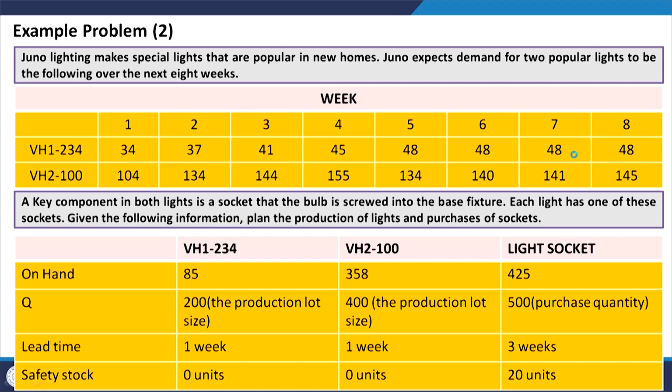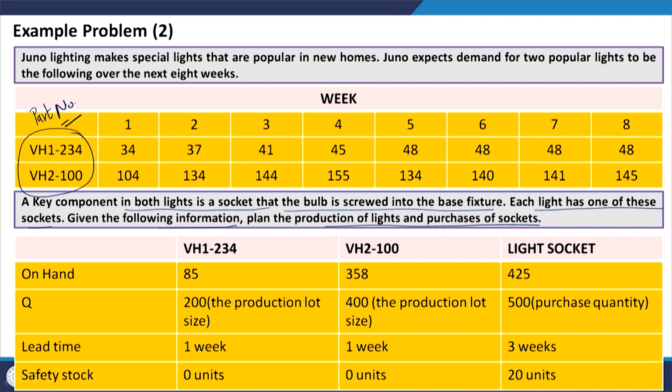Similarly, we can have another simple problem where we have these 2 products, and these are the weekly requirements for these 2 popular types of lights. These are the part numbers, as I told you that everything will be written on a part number basis. So, 34, 104, 37 and so on for 8 weeks. Now, a key component in both lights is a socket that the bulb is screwed into on the base fixture. Each light has one of these sockets. Given the following information, plan the production of lights and the purchase of sockets.